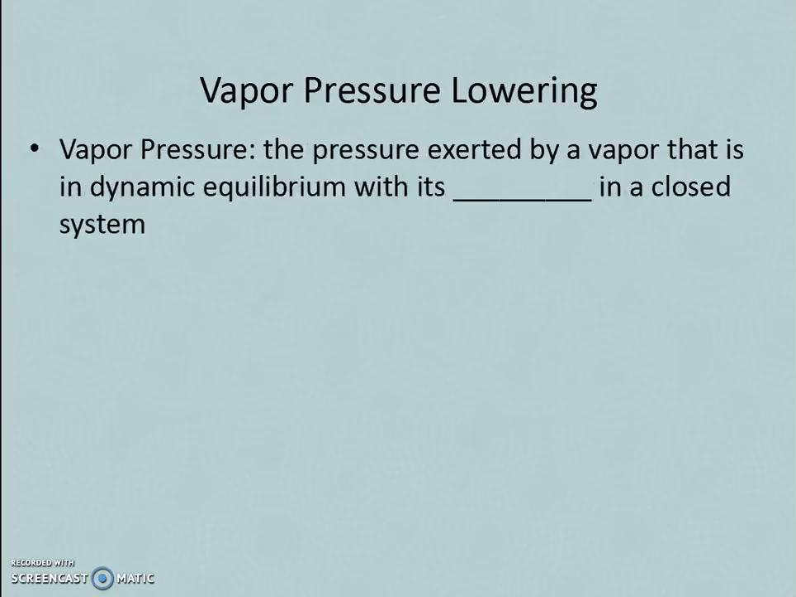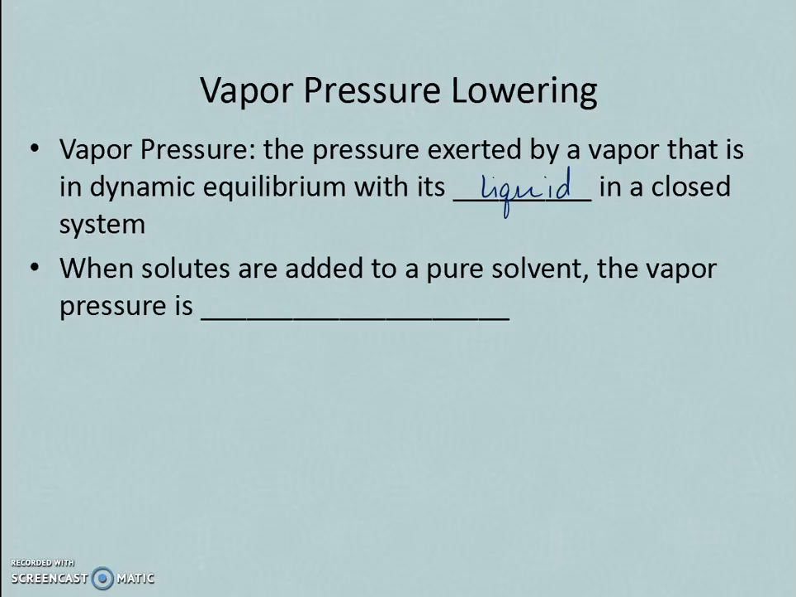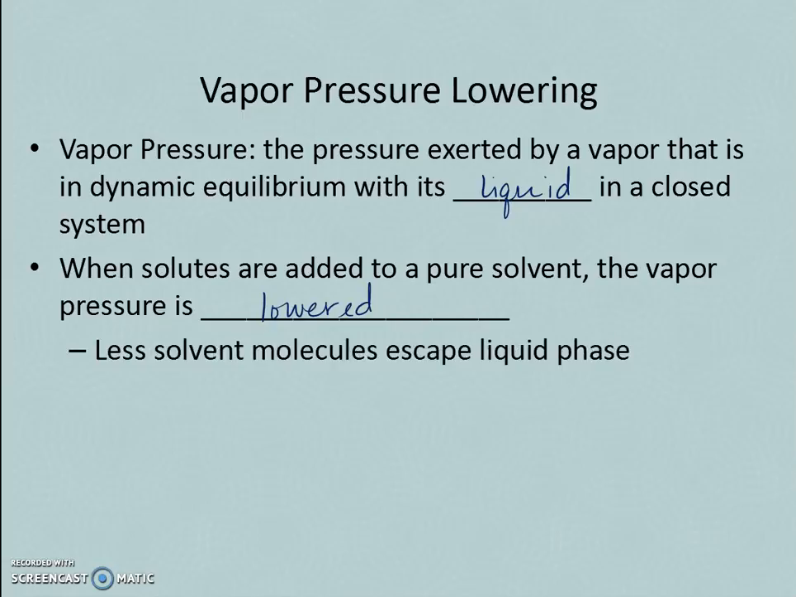All right, so vapor pressure lowering. Vapor pressure is the pressure exerted by a vapor that is in a dynamic equilibrium with its liquid phase in a closed container. Okay, so that's the vapor pressure. We all know this. We've talked about this several times now. Well, when solutes are added to a pure solvent, the vapor pressure is going to be lowered or decreased. Fewer solvent molecules will be able to escape the liquid phase.